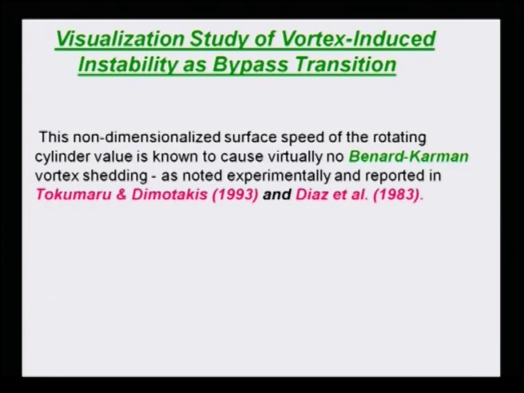Okay. So these were the couple of references that I was referring to earlier. This was done by Tokumaru for his PhD thesis; Professor Dimotakis was the guide. A paper appeared in Physics of Fluids, which really said that if you keep that non-dimensional surface speed greater than twice the free stream speed, then you don't see Bénard-Kármán vortex shedding. So this was experimentally noted also. There was nothing new that you needed to do.